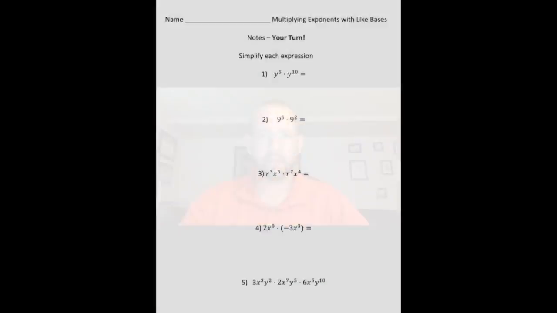Alright, welcome back. Let's see how you did here. The first problem we had was y to the 5th times y to the 10th. Because we have like bases, it's going to be y to the 15th. Number 2, 9 to the 5th times 9 squared, that's going to be 9 to the 7th power. Number 3, we have r cubed x to the 5th times r to the 7th x to the 4th. So again, it's going to be r to the 10th times x to the 9th.